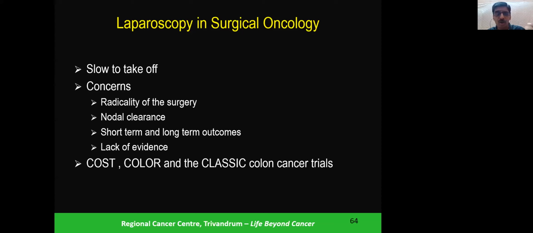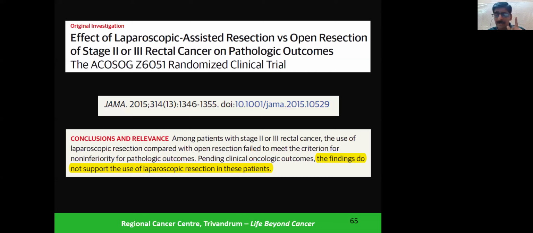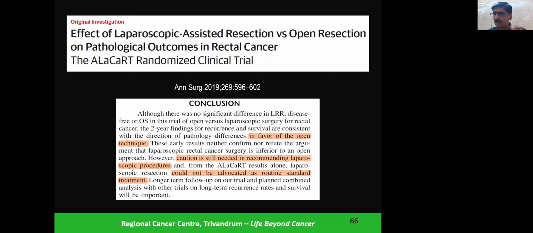The COST, COLOR, and CLASSIC trials proved that minimally invasive surgery is as good as open surgery for colon cancers. But when it comes to rectal cancer, in a scientific forum, if you ask me for the evidence for minimally invasive rectal cancer surgery, I'm a bit skeptical, because the ACOSOG trial and the ALaCaRT trial showed that there is some problem with minimally invasive surgery in rectal cancer. In terms of local recurrence as well as completeness of the mesorectal resections, it was inferior to open surgery. I don't know the reason for that, because all these studies were done in high volume centers with significant experience in minimally invasive surgery, but in a randomized trial, the results somehow show that minimally invasive surgery is not as good as open surgery.